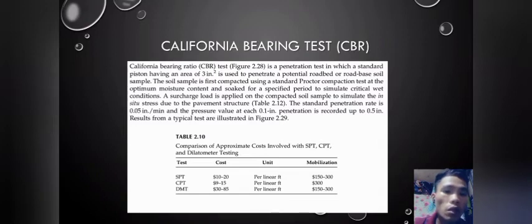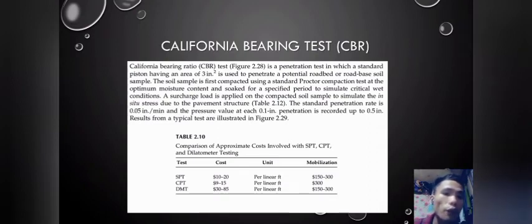See the table 2.12. The standard penetration rate is 0.05 inches per minute and the pressure value at each is 0.1 inch. Penetration is recorded up to 0.5 inches. Results from a typical test are illustrated in figure 2.29.